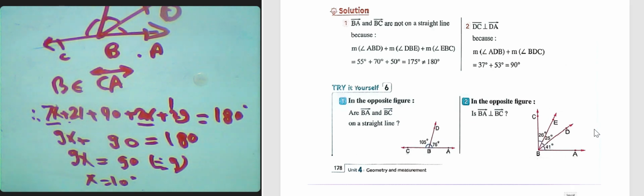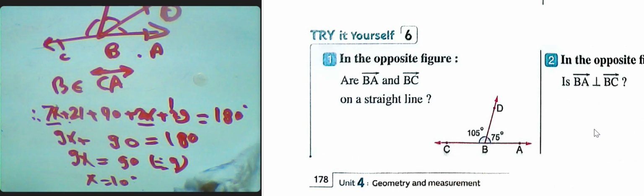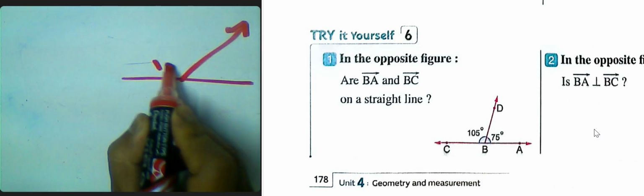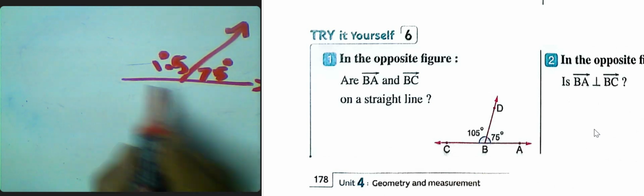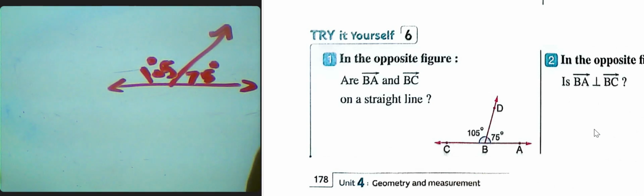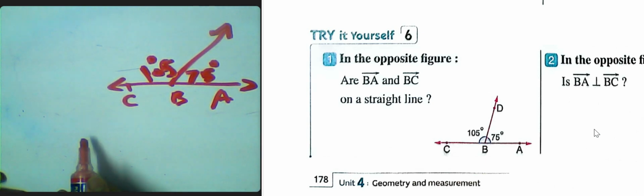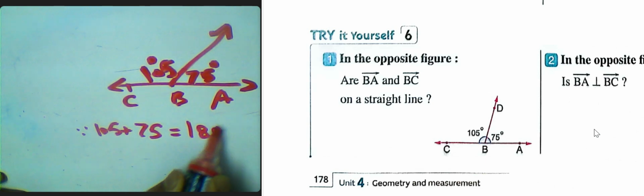Next example, try to solve number 6. In the opposite figure, are AB and BC on a straight line or not? Who can tell me? In this example, first, if we add the two angles here, 105 degrees and 75 degrees, the sum of them equals 180, so we can call the ray BA and the ray BC in the same straight line, such that 105 plus 75 equals 180 degrees.